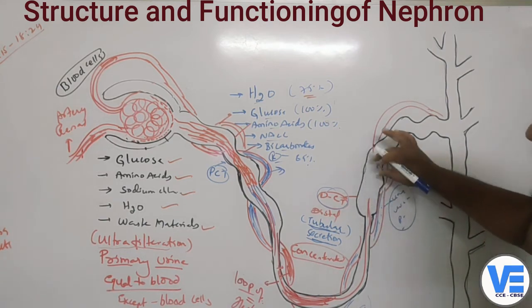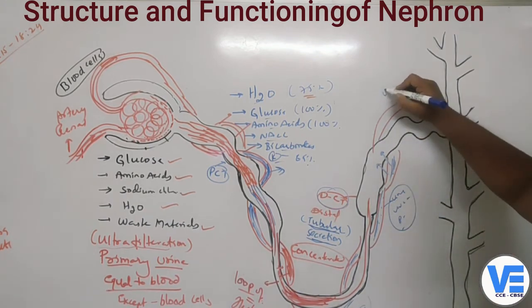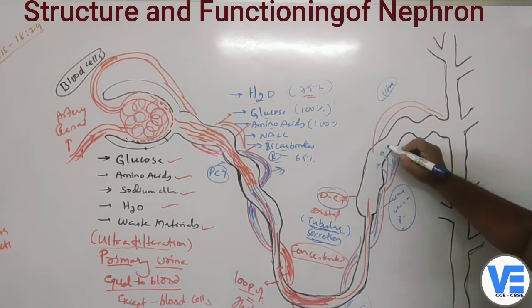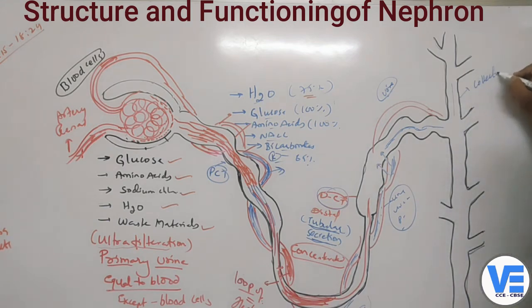Now what comes into the distal convoluted tubule is nothing but urine. Whatever is coming into this tubule will get into the next part, which is called the collecting tubule.